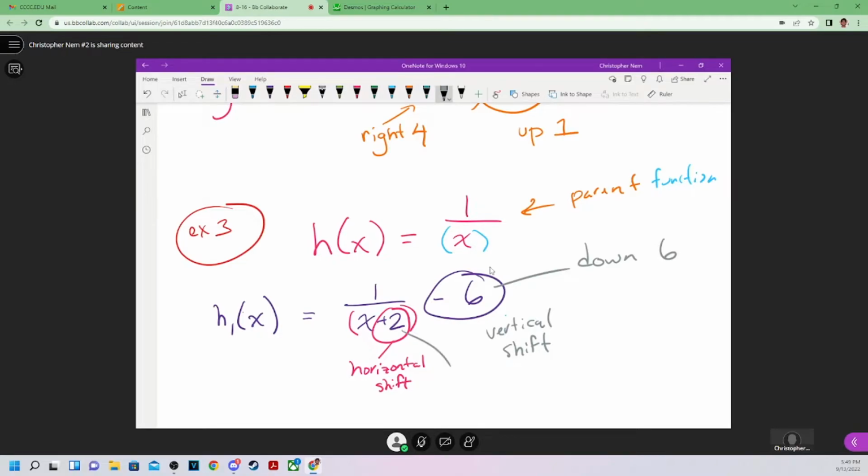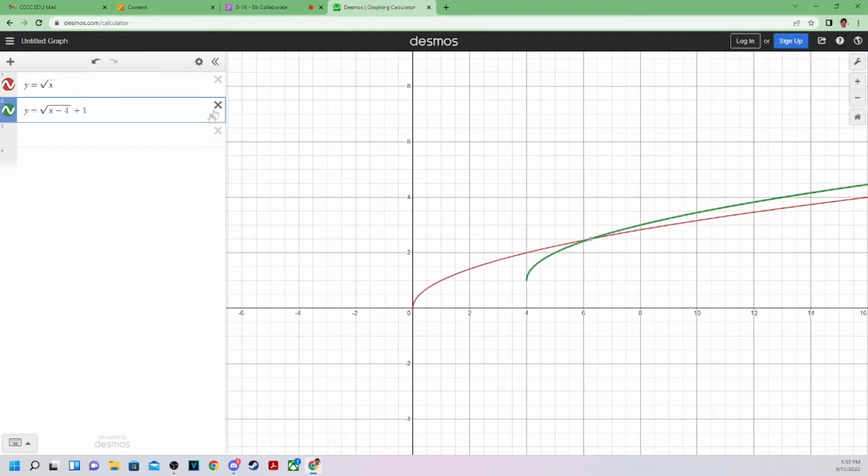In particular, this means to the left 6. Remember, if it's inside my function, my parent function, it has to be inverted direction. The direction is inverted. So this is left 2. Down 6 and left 2 are our transformation for our transformed function. And then let's see how that looks on the graph.